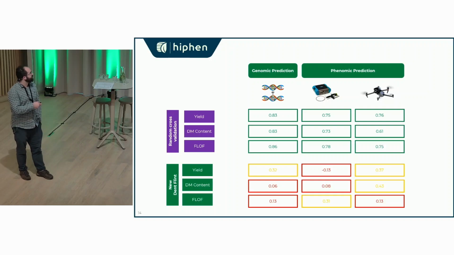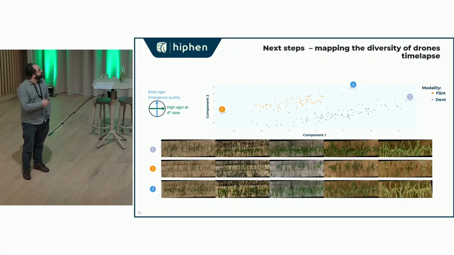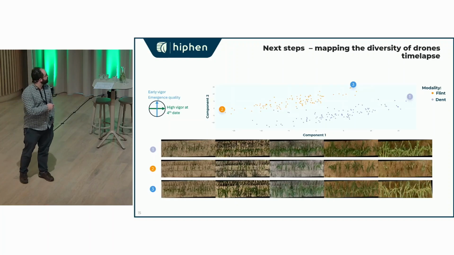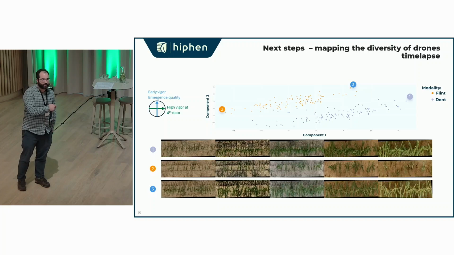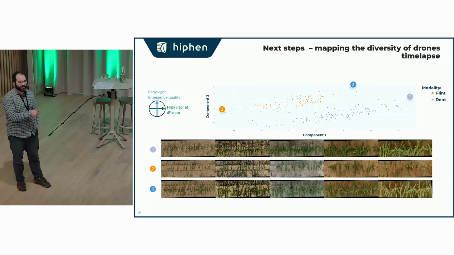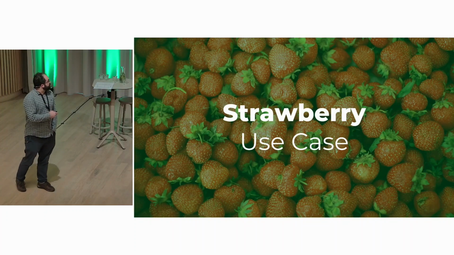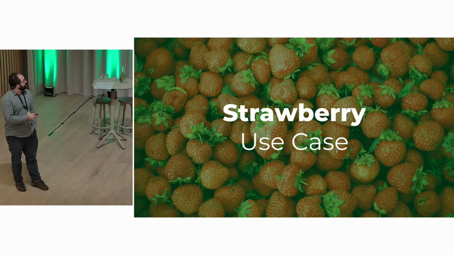And actually drone is working better than NIRS for yield and dry matter content, and also a little bit better than genomic predictions. And what we're going to do next is use those time series, extract the latent space out of every single plant of those time series, and try to make the same exercise with the latent space. So that's the other use case, that is corn.